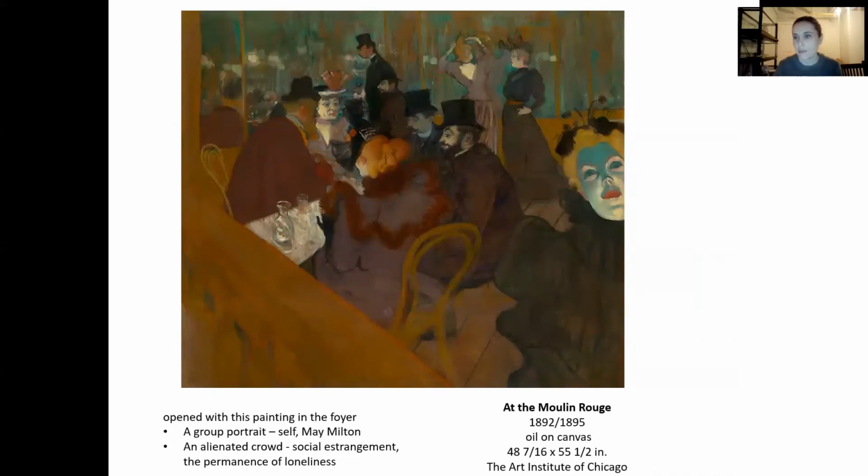This is another example of a post-impressionist cabaret. This is at the Moulin Rouge, also at the Art Institute of Chicago. The Moulin Rouge actually opened with Lautrec's painting, this painting in the foyer. So it was like a calling card for the whole space. This is a group portrait, because over here you have Toulouse-Lautrec himself with his cousin. This is an entertainer by the name of May Milton. And you have a group of Lautrec's friends sitting at the table.